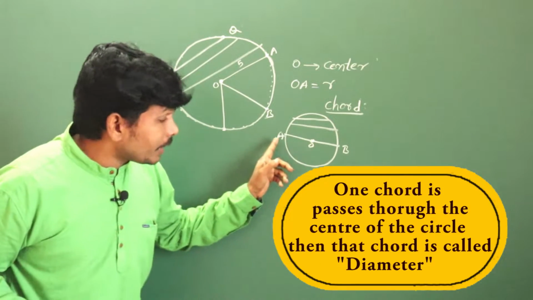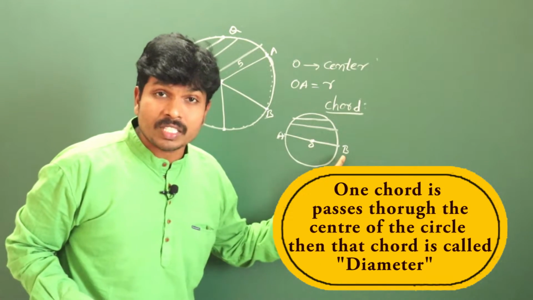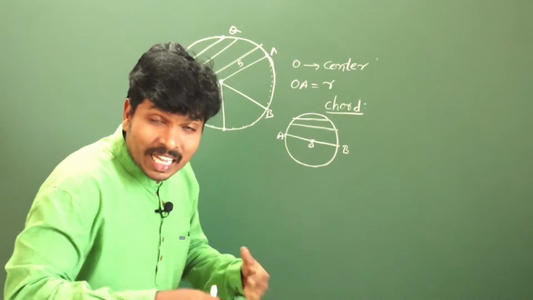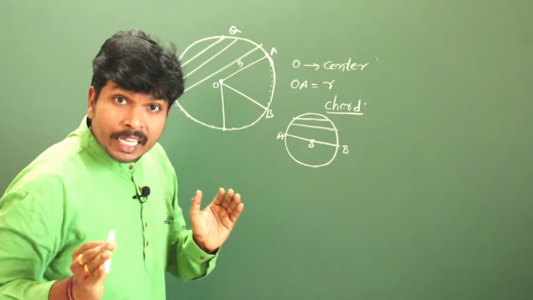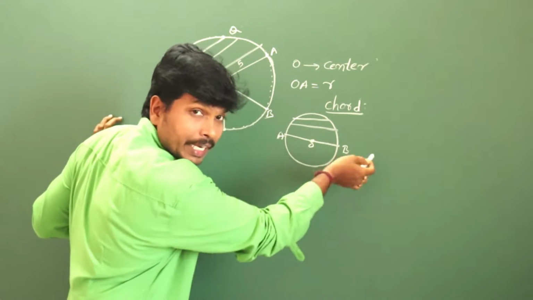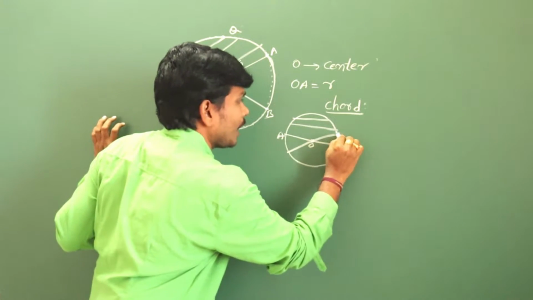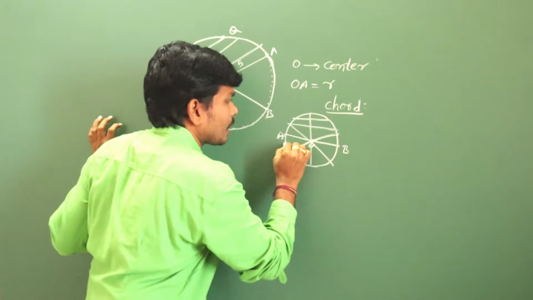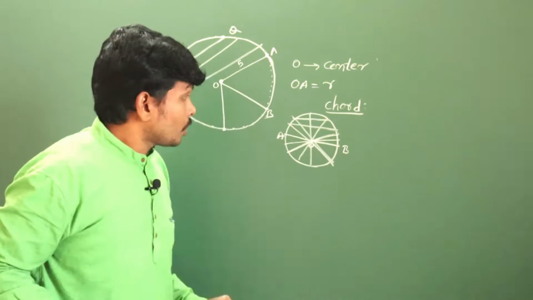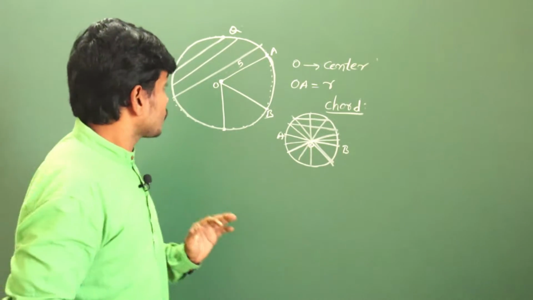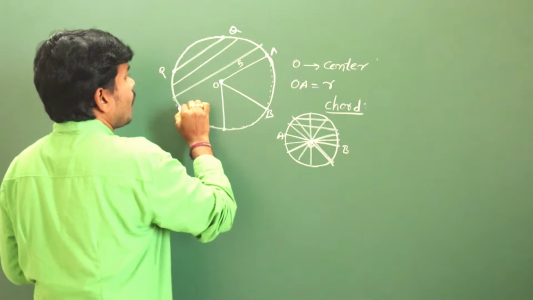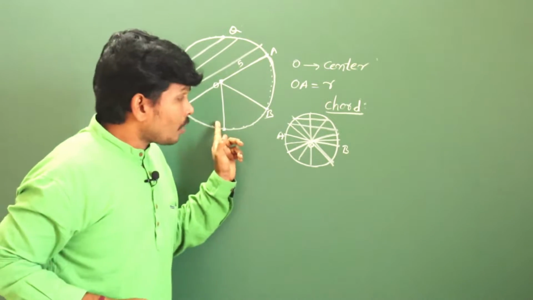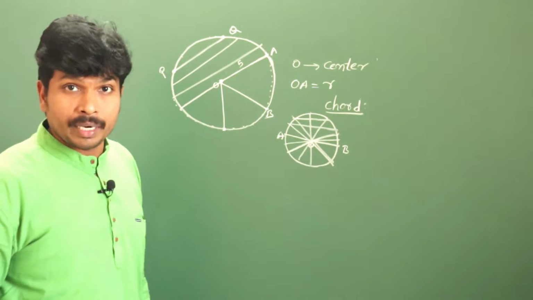Now, one chord definitely passes through the center of the circle. Then that chord is called the diameter. So how many diameters can be drawn to the circle? Infinitely many diameters can be drawn, because any 2 points you can take on the circle such that the chord passes through the center of the circle. These are all chords only, so infinitely many chords can be drawn. Now observe here, the chord which passes through the center of the circle is called the diameter. Like that, infinitely many diameters can be drawn.